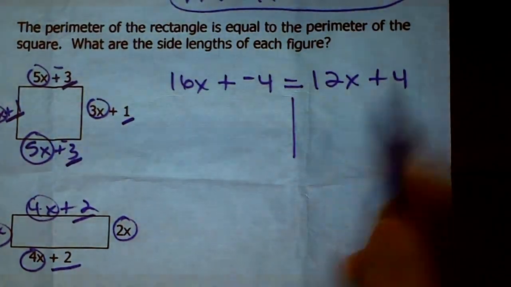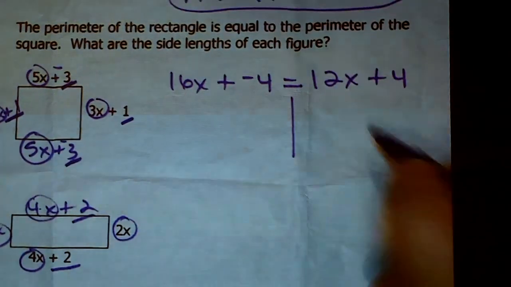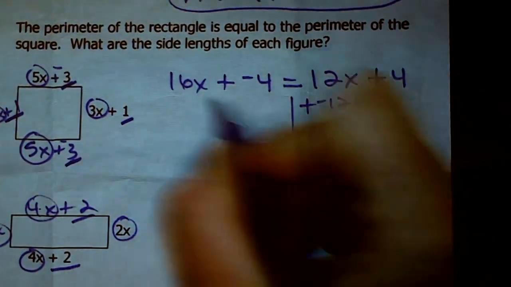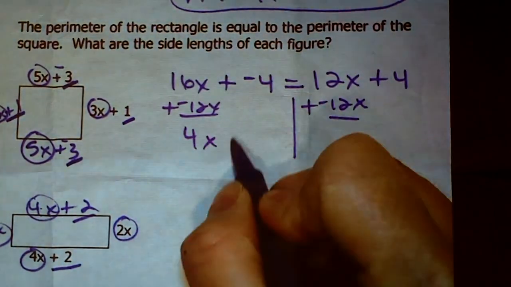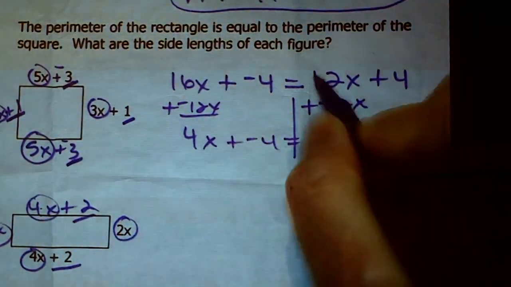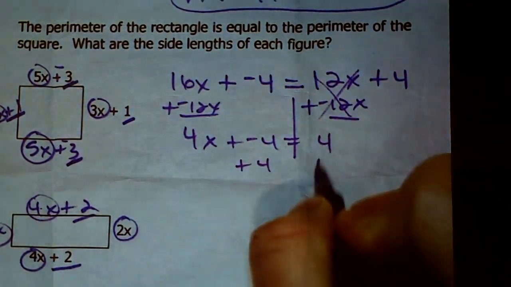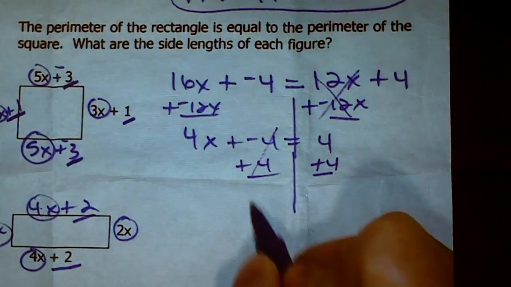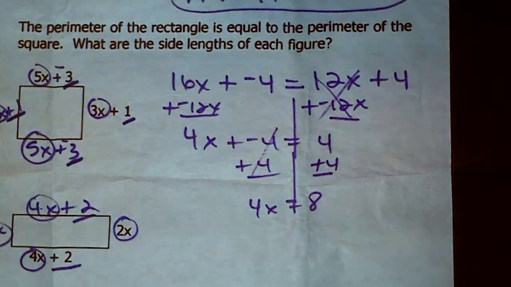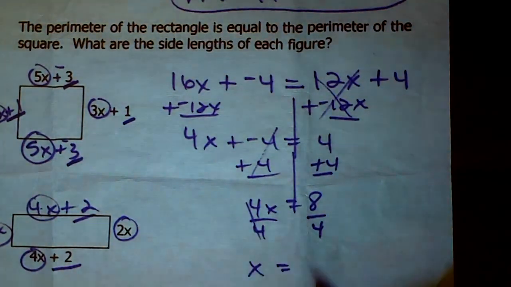I am going to get rid of this because I'd rather do 16 minus 12 than 12 minus 16. So I will add a negative 12x to each side, or subtract 12, again, whatever floats your boat. I'm left with 4x plus negative 4 equals, those are gone, 4. Now I have a two-step. I will add 4 to each side. I never quite make those lines long enough. And 4x will equal 8. Divide by 4, and x equals 2.